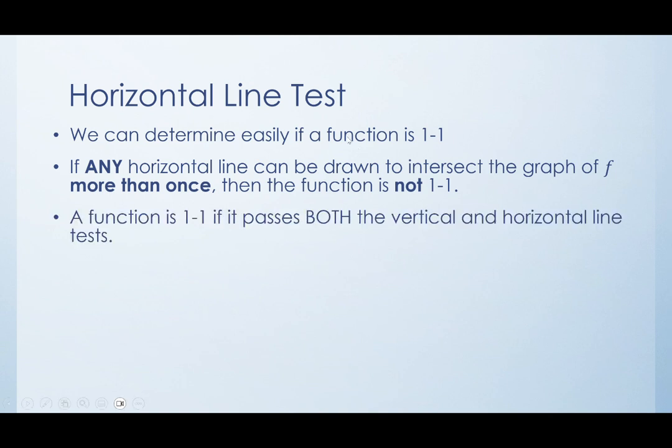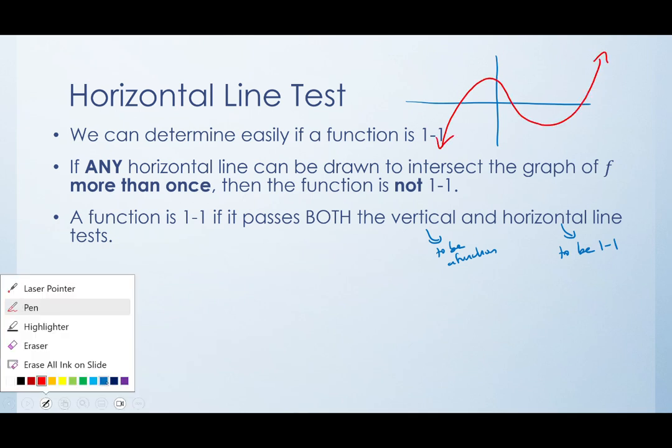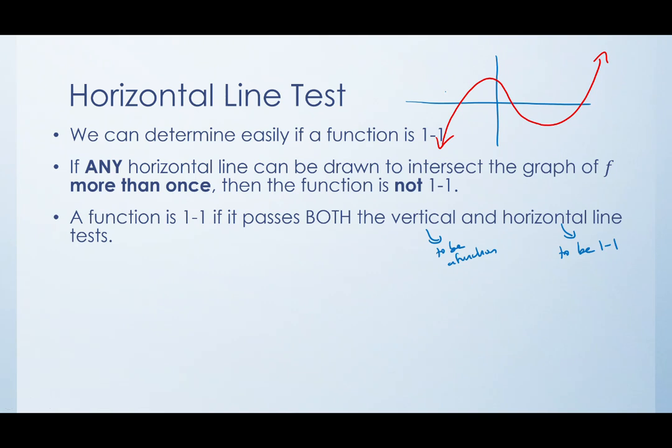So we have a function that is one-to-one. It has to pass the vertical line test to be a function, right? And the horizontal line test to be one-to-one. So that's kind of like, if it is a function, then we can see if it's one-to-one. So for example, let's suppose that our graph looks like this. That's like a cubic. And this is not a one-to-one function because there are numerous horizontal lines that I can draw that intersect the graph in more than one spot.